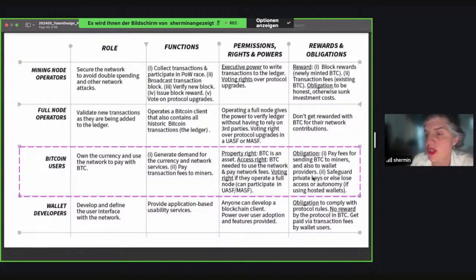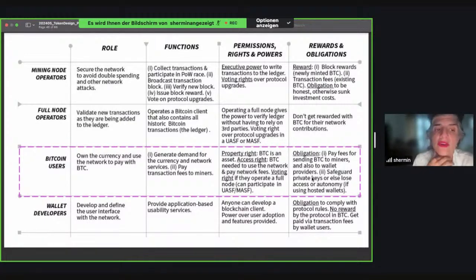They have the obligation to pay fees for sending Bitcoins over the network, and they pay these fees to the miners directly, but also, if they operate a third-party wallet, a certain percentage in most cases also goes to the wallet provider. They have the obligation to safeguard their own private keys, or else they will lose access and autonomy.